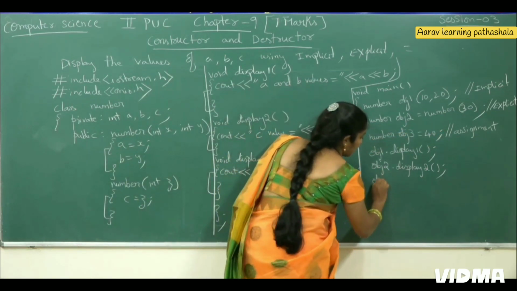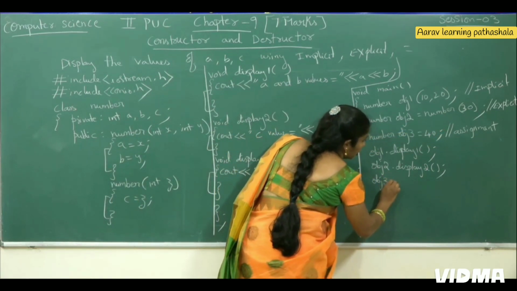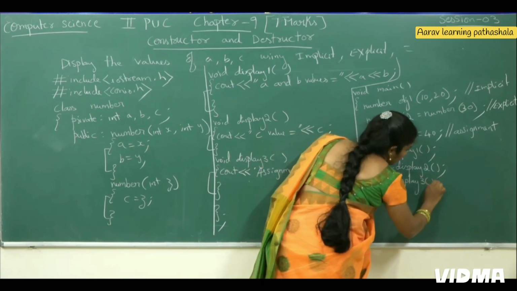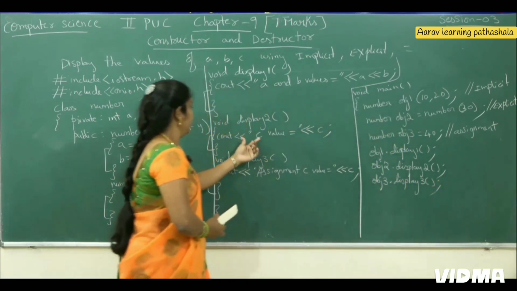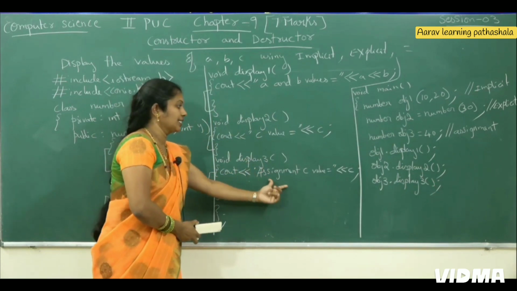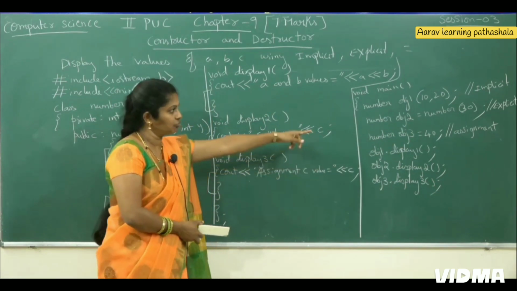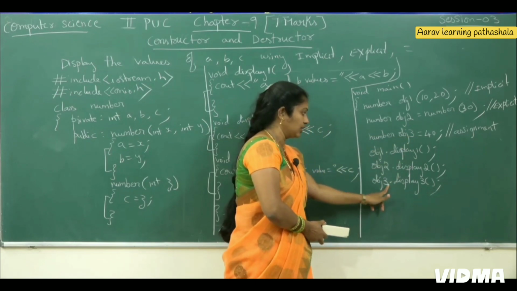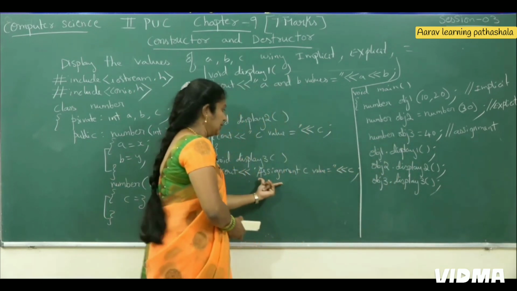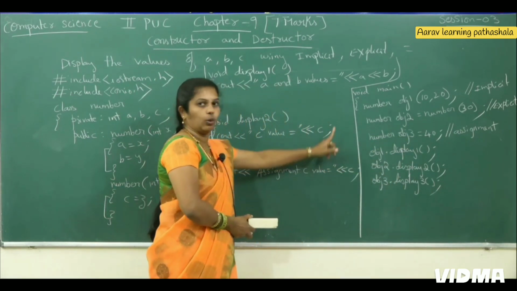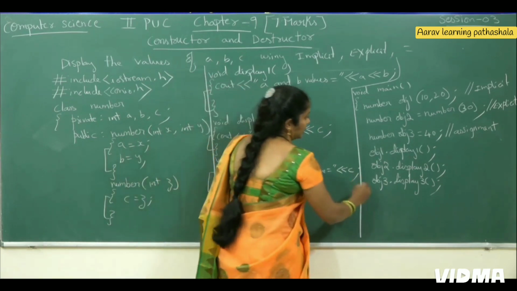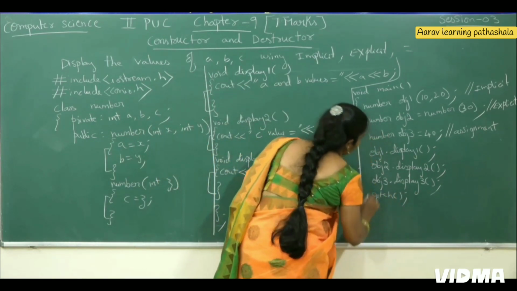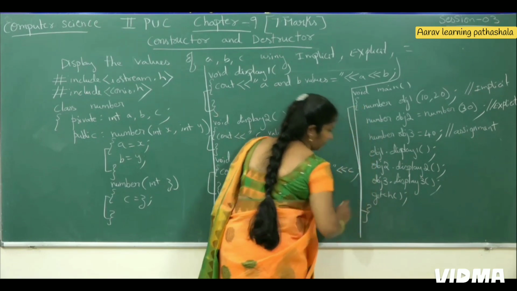Next, object 3 dot display 3. Then here it would display this function, that is assignment C value equals, once again it would display 40, because with the help of object 3 we are calling, that's why object 3 dot display function. Then here assignment C value equals 40 it would display. Then get CH, close the main program which you opened.